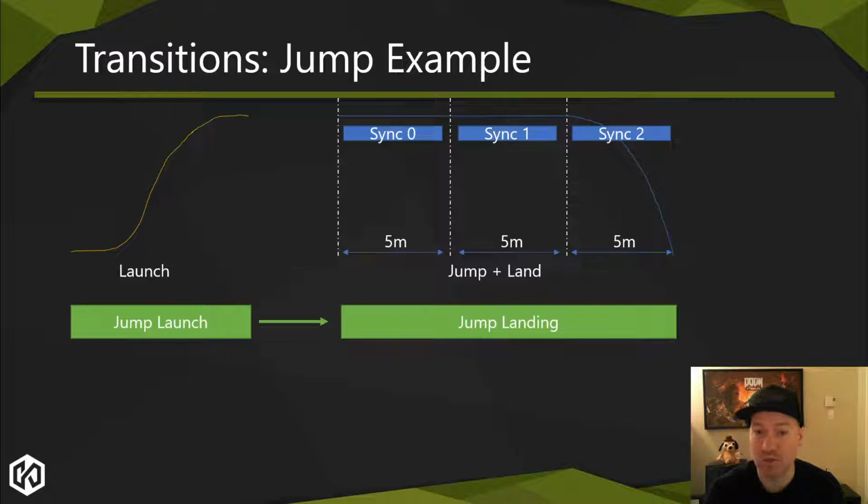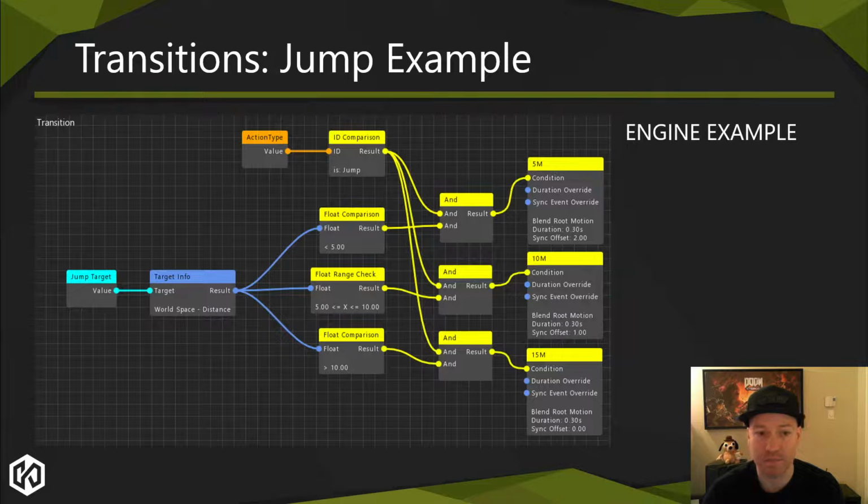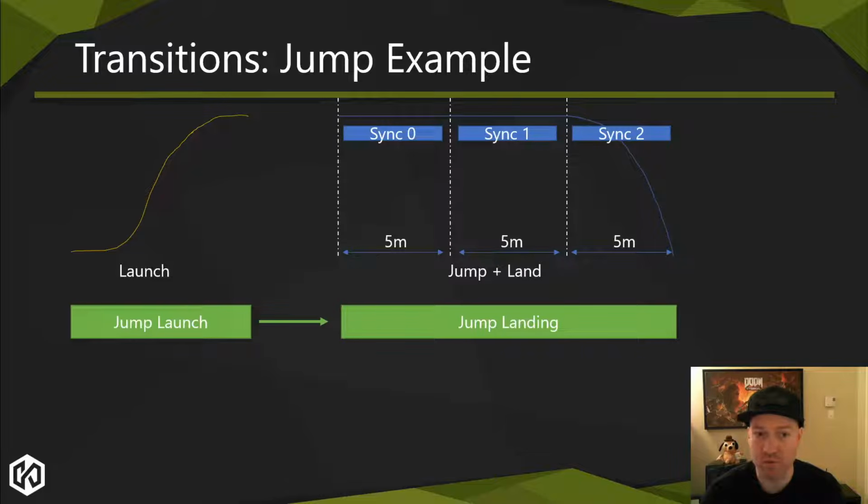So what we can do is create multiple transitions between these two states. We can create one for 5 meters, one for 10, one for 15. And what we will do is create sync periods for that animation. We'll basically make one period that covers the first 5 meters, one that covers the second 5 meters, and one that covers the remaining portion. So that animation now has 3 sync events.